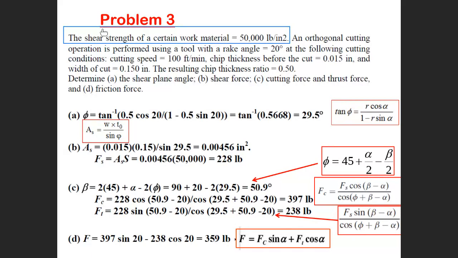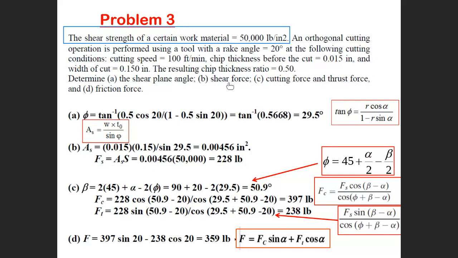An orthogonal cutting operation is performed with the tool rake angle given, and the following cutting conditions: cutting speed is given, chip thickness before cut t0 is given, width of cut is given, and cutting ratio r is given. What is the shear plane angle? The first one, shear plane angle, with r given, uses cosine alpha divided by 1 minus r sin alpha. This one is already done.